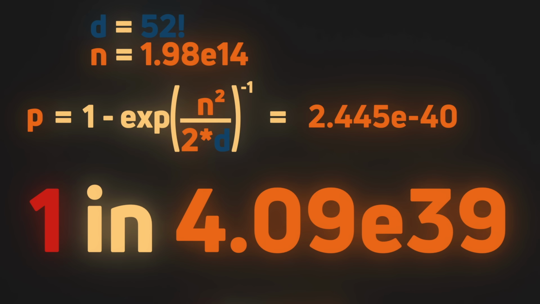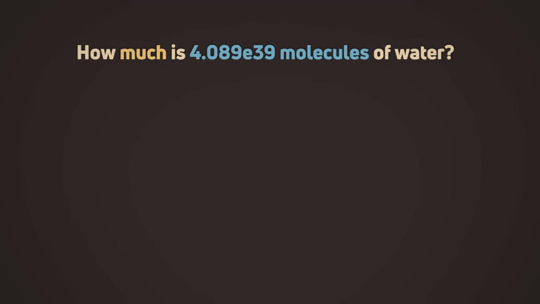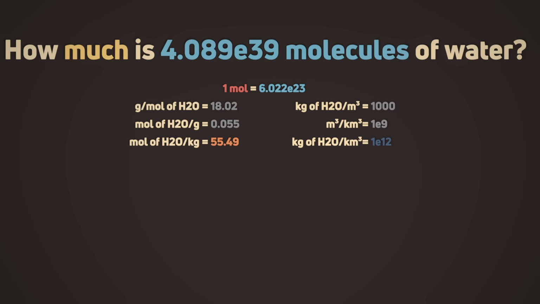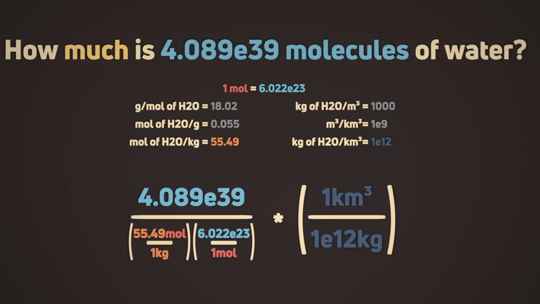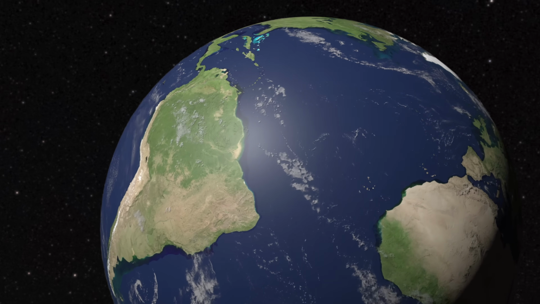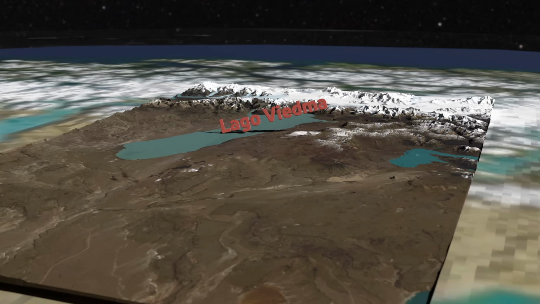Well, I went to the atomic scale. I figured out what volume consists of 4 times 10 to the 39th water molecules. Turns out, this is a volume of 122 cubic kilometers. This is slightly more than Lago Viedma in Argentina.